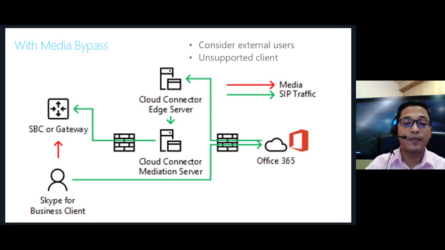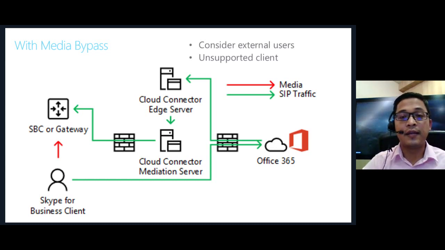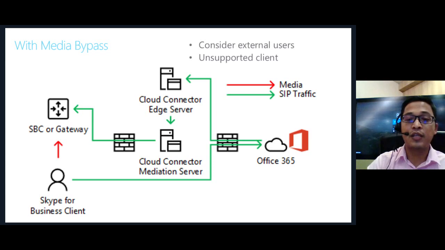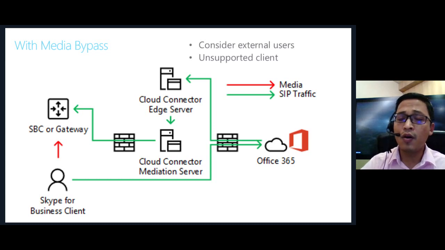But it is also quite important to take note that not everyone benefits from media bypass. Who are they? They are external users. They will never ever use media bypass. All right, why? Because the traffic has to go through the edge server, so the media will always go through the edge server. At the same time, unsupported clients: not all Skype for Business clients support media bypass. So it means media bypass should be end-to-end, from the cloud mediation server all the way to the client level, plus the gateway. For media bypass, you also have to have a corresponding setting in your respective gateway to enable media bypass. So it is an end-to-end session, an end-to-end scenario.